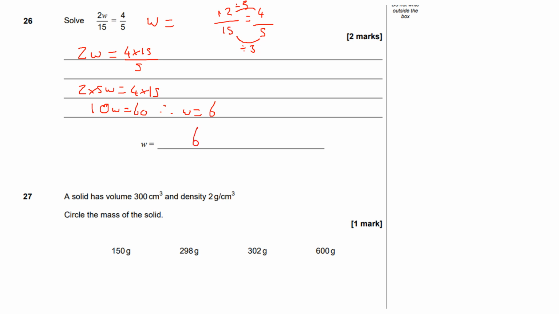The next question says a solid has volume 300 centimetre cubed and density 2 gram per centimetre cubed. So calculate the mass. So what's the equation for mass? Well, let's have a think. If we have volume V, and we take something such as the mass, what is the relationship between volume and mass?